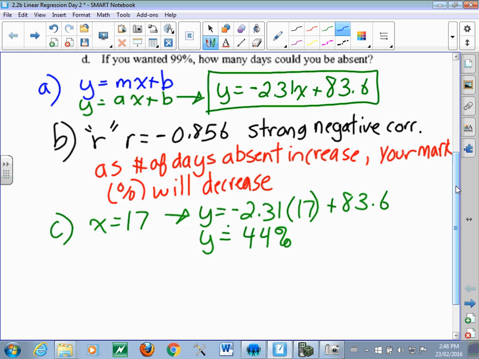Okay, D, if you wanted 99% in your class, how many days could you be absent? Well, this is going to be a tricky one, but I'll explain it as we go. So sub y equals 99, because that is the mark you want, into the equation.